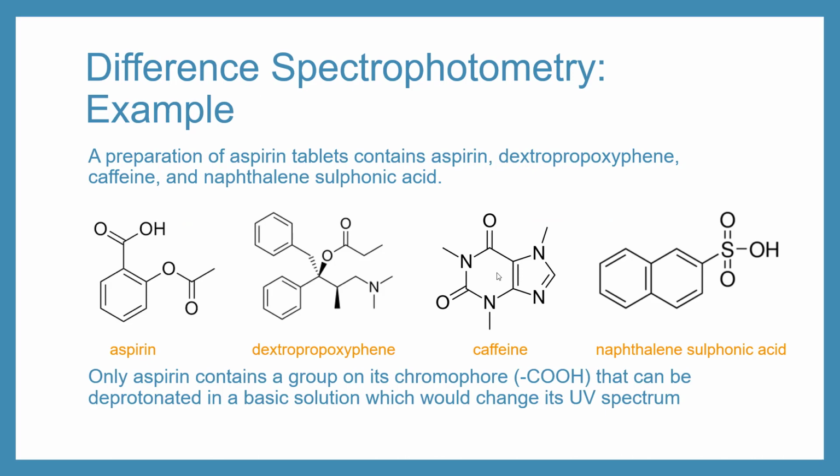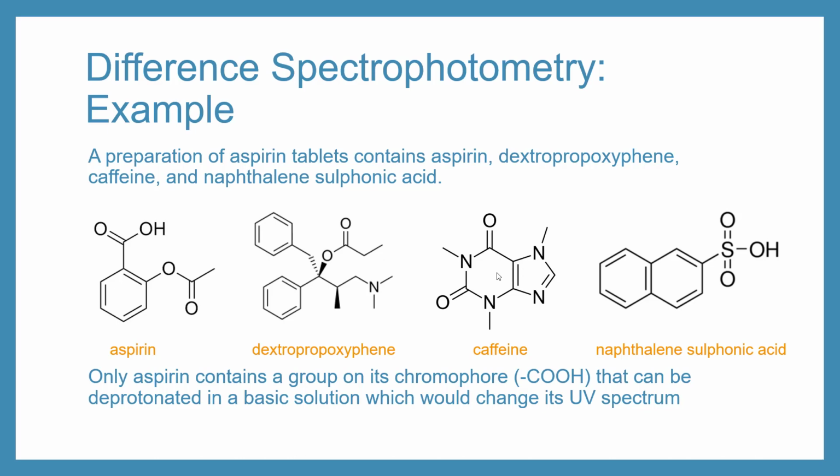Okay, so let's look at an example here. We have a preparation of aspirin tablets, and they contain a variety of different compounds. But let's say we only want to get the UV vis spectrum of aspirin, not the other ingredients. So we have to look at aspirin, look at its structure and ask, what can we manipulate or take advantage of on the structure of aspirin?